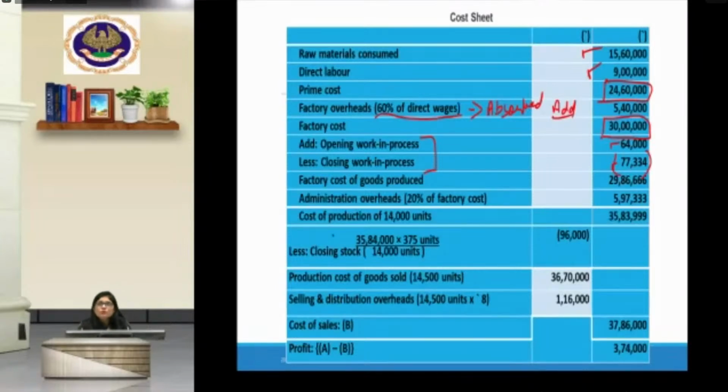I hope you know the format of the cost sheet. Please practice the format of the cost sheet before you do reconciliation. So those who know will understand it better. Clear? Okay, very good. Yes, Aslam, it's 5,40,000. So in the cost sheet, to prime cost, we add factory overheads. We get the factory cost. To factory cost, we add opening WIP and we deduct closing WIP. It's mentioned in the question.